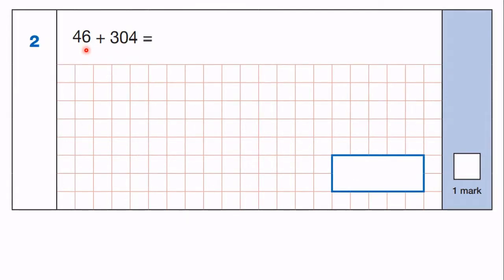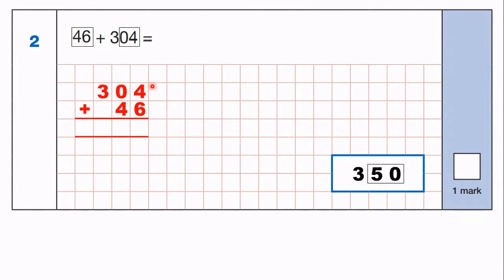Question 2. 46 plus 304. If we ignore the 300s for a moment, we have 46 and we're adding 4, so that's 50, which means that our answer is 350, because we added to make 50 and the 300s in our question stays the same. For these early questions, it's best to solve them mentally if we can, because that will save us time. But we could have used column addition.